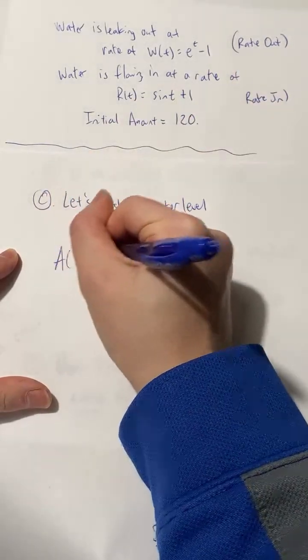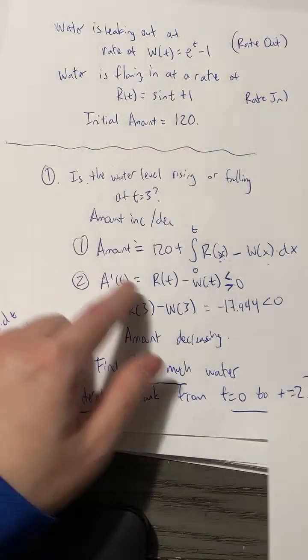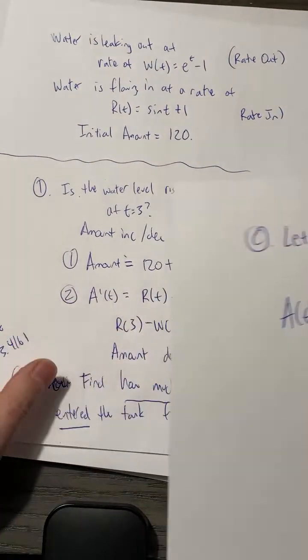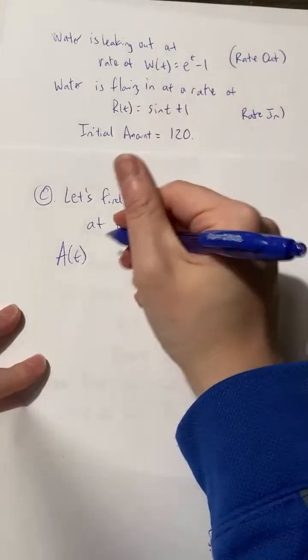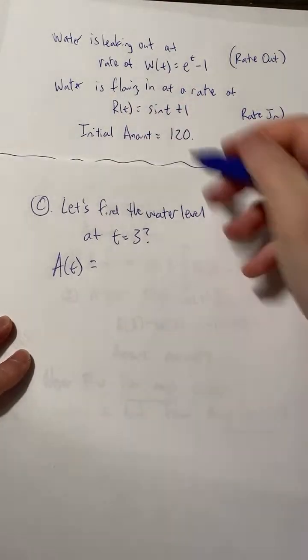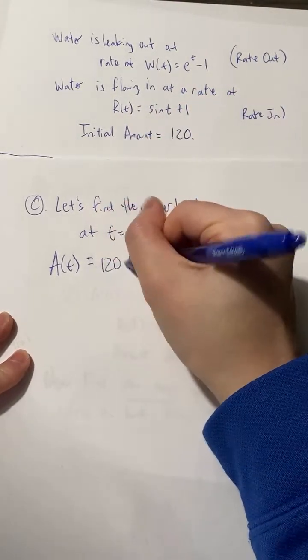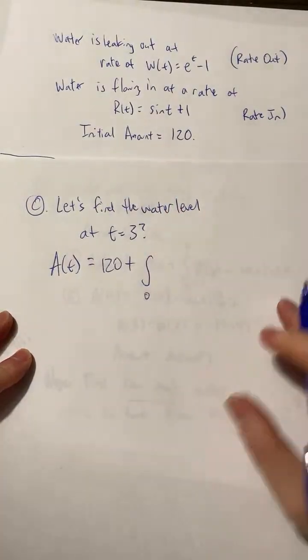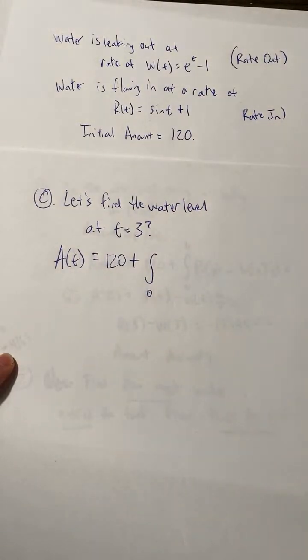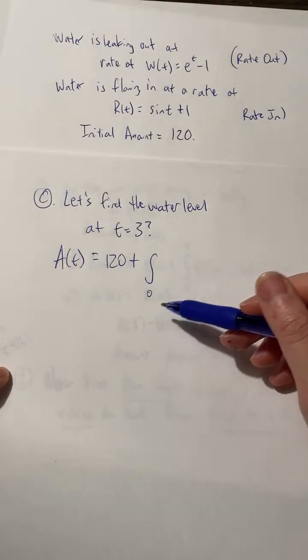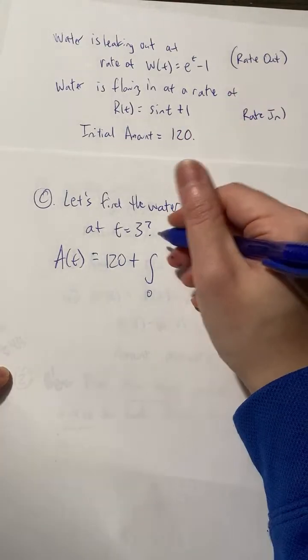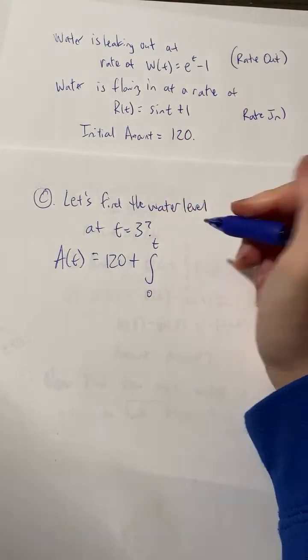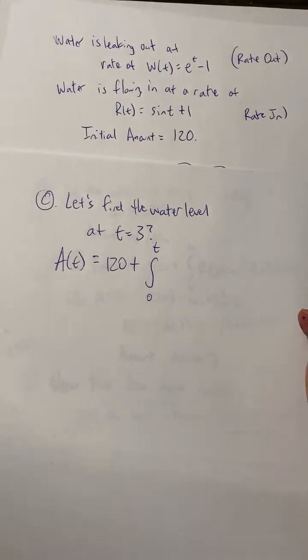So it's going to be A of t. We actually already wrote it for our increasing decreasing question, but let's rewrite it again. So A of t will be the given amount, which is 120. Then I'm going to put a 0 on the bottom because that's the given time. And in rate in, rate out, the given time is usually 0. In particle motion, it might not be 0, so we'll practice that later. Then we have a t on the top. Finally, we do rate in minus rate out.